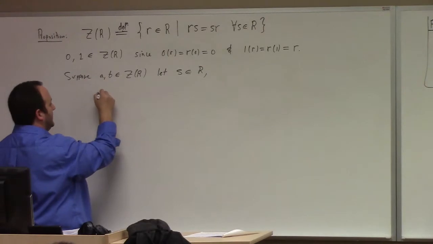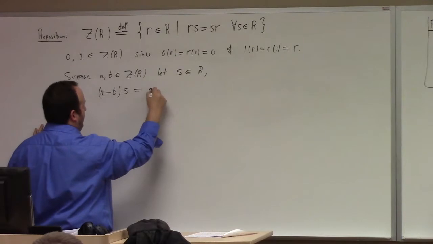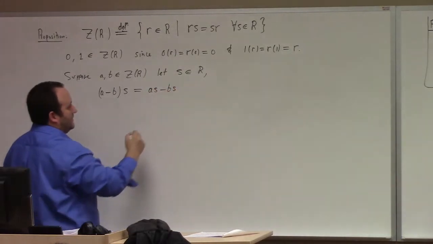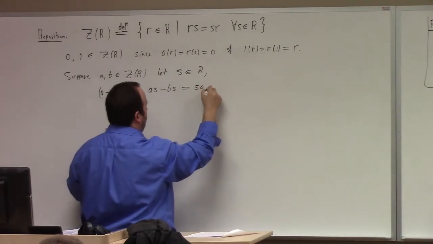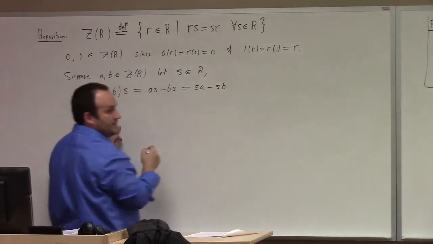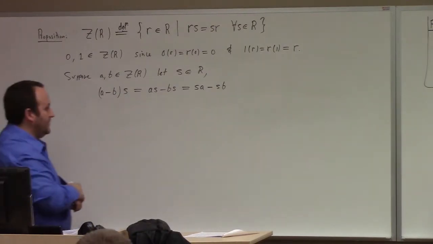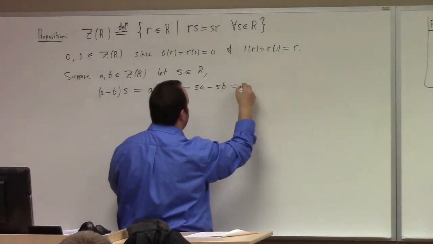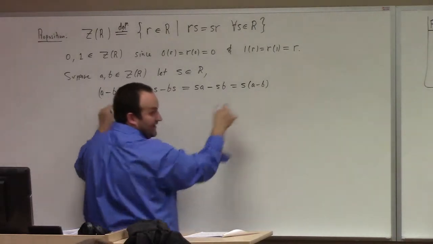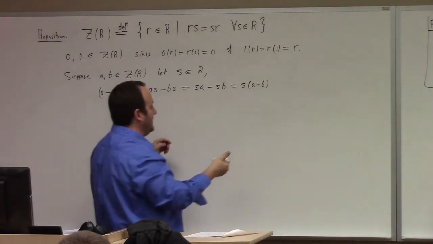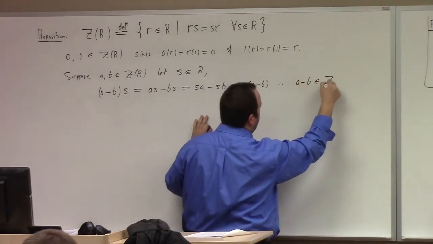So if I have (a minus b) times s, I get as minus bs, and then that is going to give me sa minus sb, right? Because a and b are both in the center. But then unfactor, right? So we have to use both distributivities, but you see this is equal to that using the axioms of the ring and the definition of center. Therefore, a minus b is in the center.